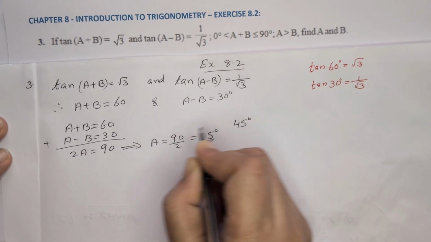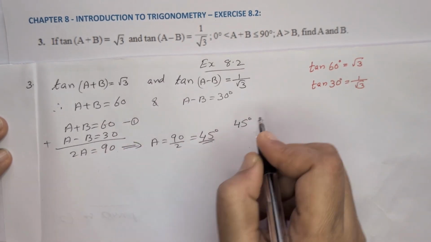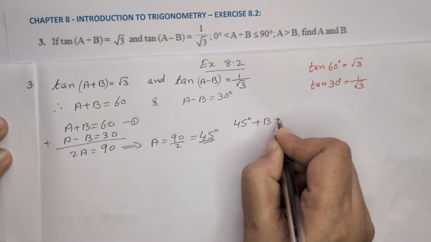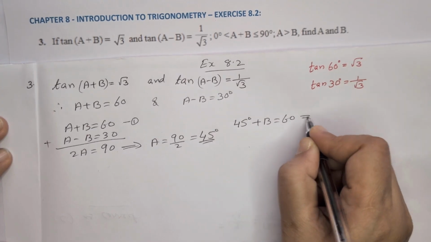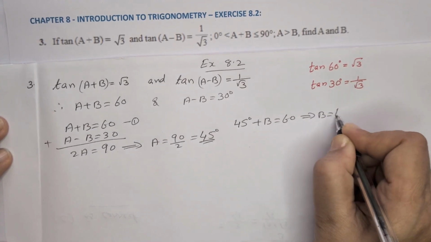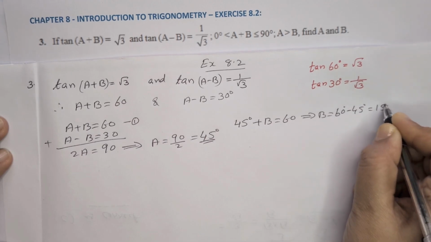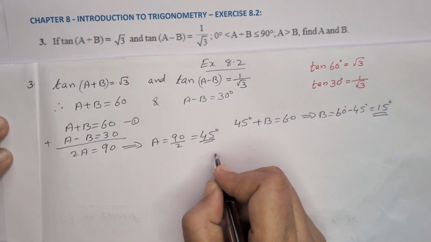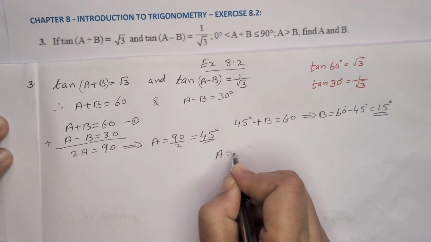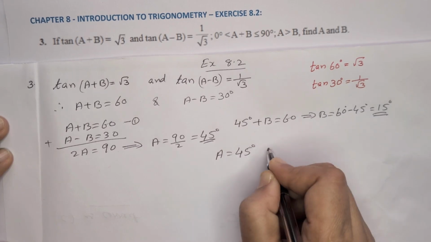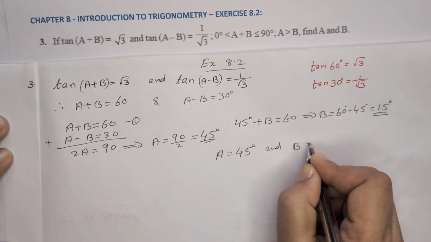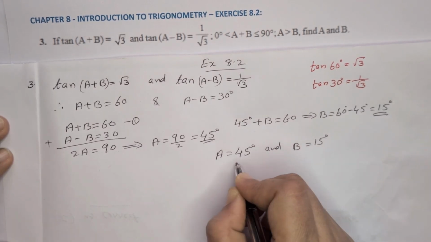When we are putting that 45 degrees in equation 1, A plus B is equal to 60, which means B is equal to 60 minus 45 degrees, equal to 15 degrees. So the angles are A is equal to 45 degrees and B is equal to 15 degrees.